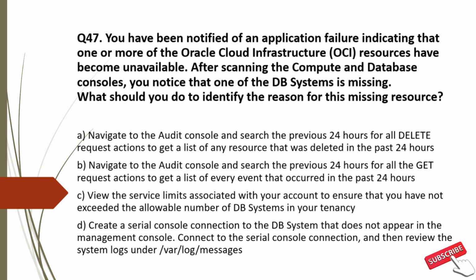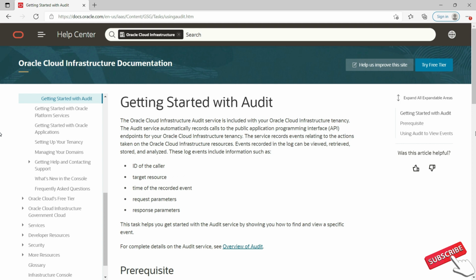Now analyze the options. Option A. Navigate to the audit console and search the previous 24 hours for all delete request actions to get a list of any resource that was deleted in past 24 hours. In the question, it is mentioned one resource is missing, which refers to deletion of resources. So from audit console, you can actually search the event which deleted the resources. So this is correct. You can refer to this documentation if you want to know the steps how to search and filter in audit console.